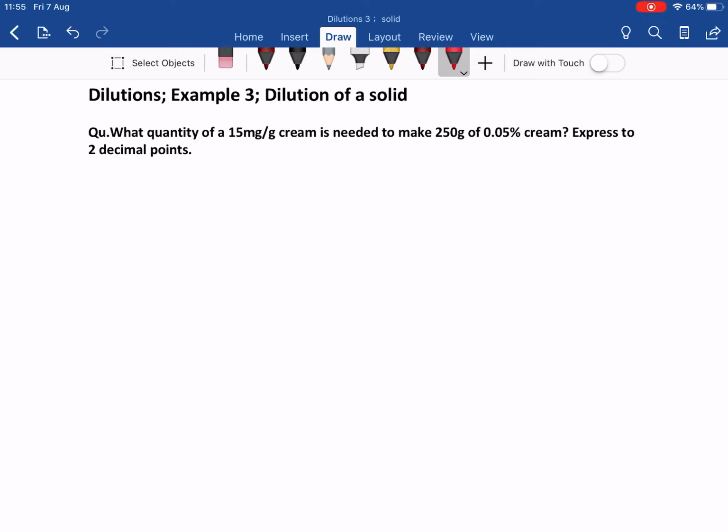What quantity of a 15 mg per gram cream is needed to make 250 grams of a 0.05% cream? Express your answer to 2 decimal points. I'm again going to show you two different methods.